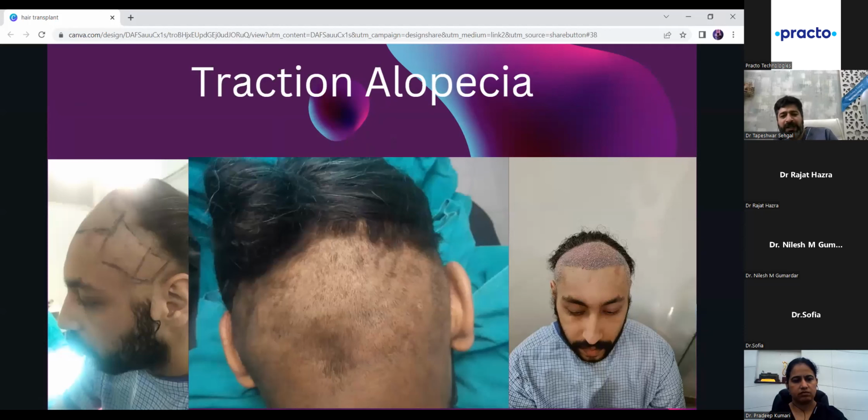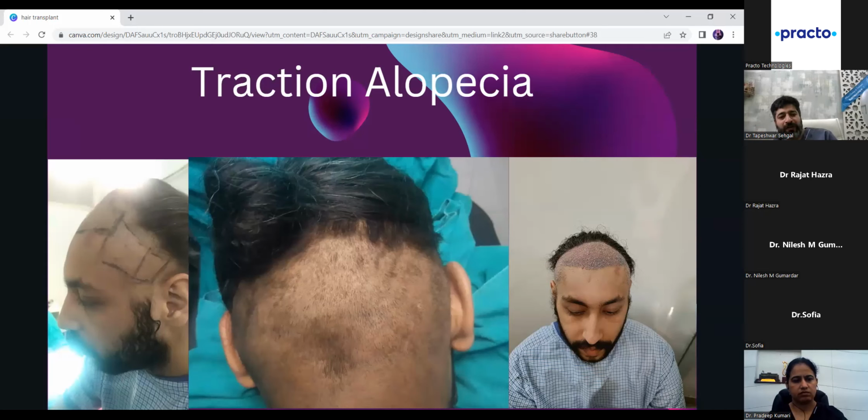One special category I like to mention is traction alopecia. This is a Sikh gentleman. It took almost 1 year to get the courage to get his head shaved because of religious reasons. But since Sikhs tie their hair, because of that traction, that force, they get alopecia. We were not allowed to shave his hair completely.